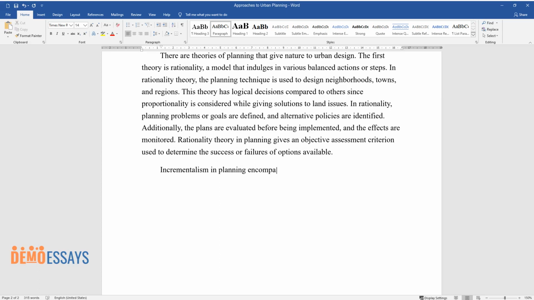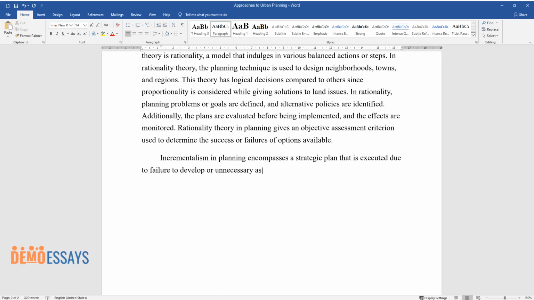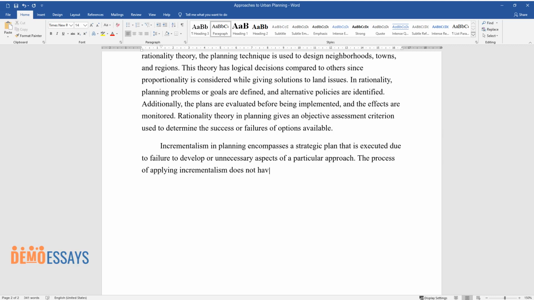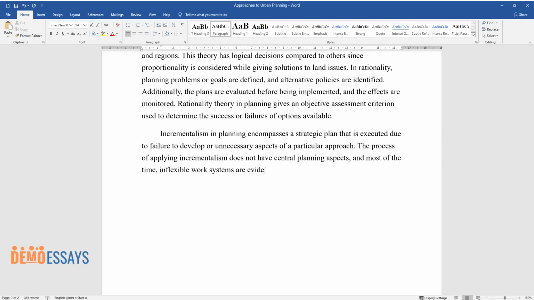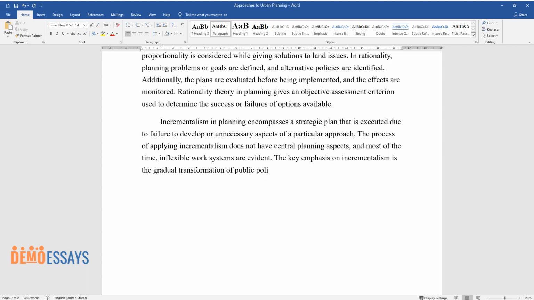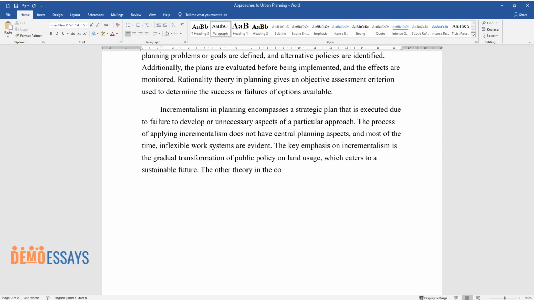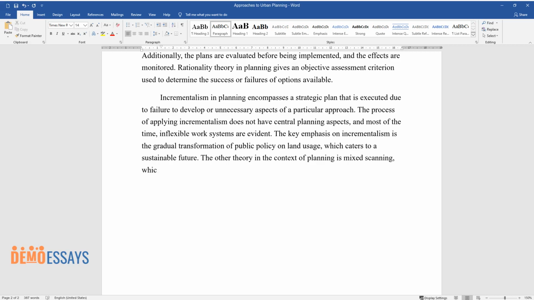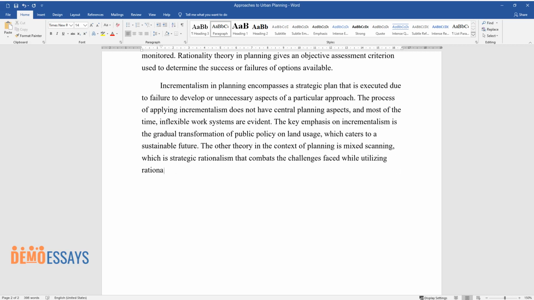Incrementalism in planning encompasses a strategic plan that is executed due to failure to develop or unnecessary aspects of a particular approach. The process of applying incrementalism does not have central planning aspects, and most of the time, inflexible work systems are evident. The key emphasis on incrementalism is the gradual transformation of public policy on land usage, which caters to a sustainable future. The other theory in the context of planning is mixed scanning, which is strategic rationalism that combats the challenges faced while utilizing rationality and incrementalism perspectives.